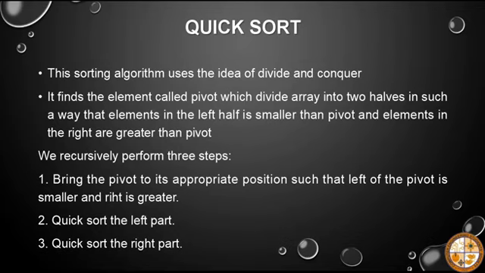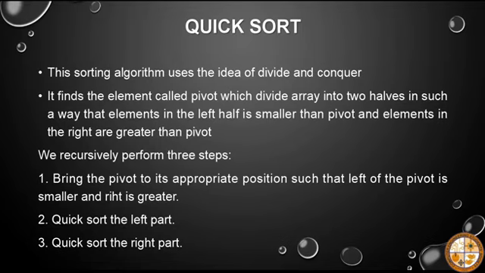We recursively perform three steps. First, bring the pivot to its appropriate position such that left of the pivot is smaller and right is greater. Second, quick sort the left part. Third, quick sort the right part.